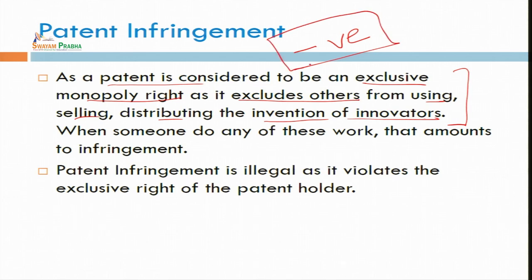No person without the permission of the patentee can use, sell or distribute that particular thing. So, when someone does any of these acts, that amounts to infringement. Infringement is just a violation of these rights. Patent infringement is also illegal, as the Patent Act of 1970 has given specific provisions from section 104 to 111, where the infringements and the remedies are provided, if someone violates the provisions of the Indian Patent Act or the monopoly right of any inventor.